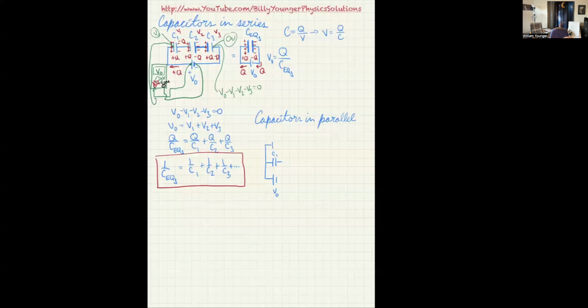I'm going to go up to here and say this is C2, and I'm going to go up to here and say this is C3. And then all these wires will come back and come back here. Now, that's our capacitors in series, and I want to make this equivalent to the following circuit, which would be just a V0 connected with a single capacitor, and that single capacitor would have a capacitance of C equivalent sub P.